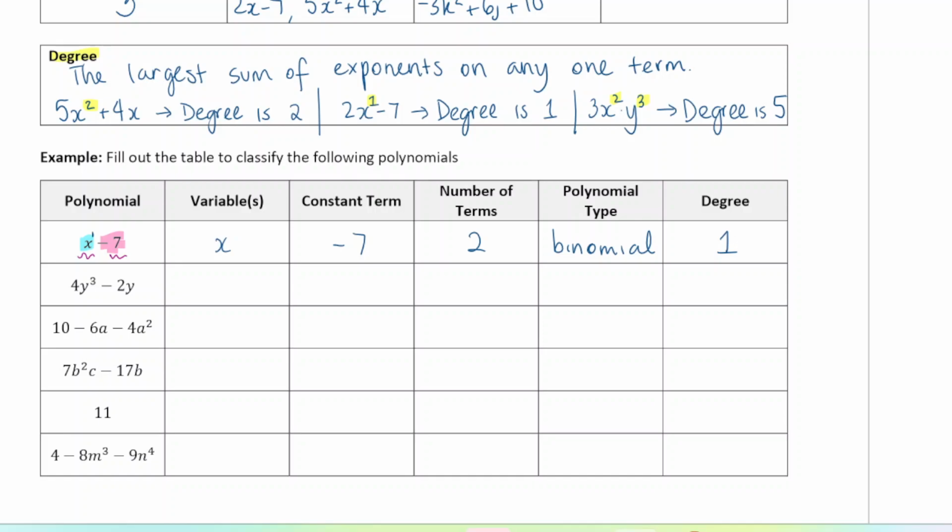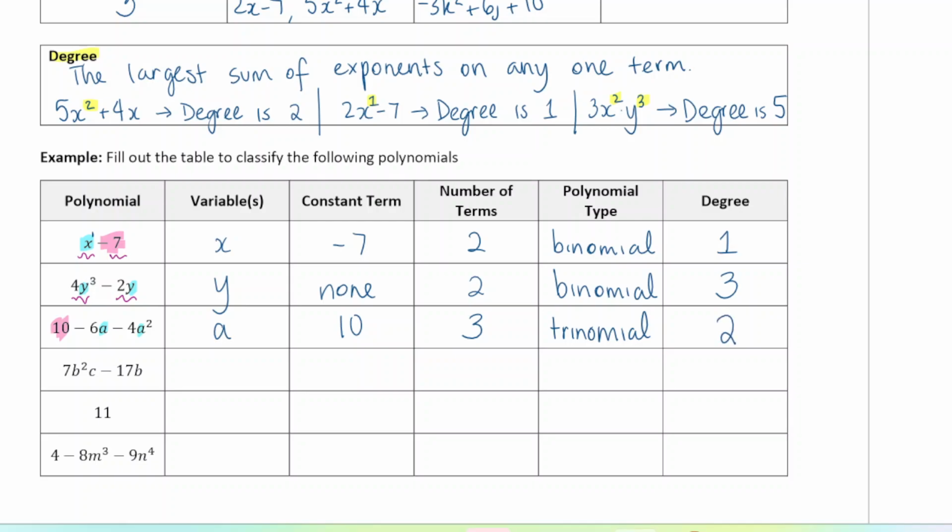All right, next example. The variable here is y. The constant term, there's none. There is no number that's by itself as a term. The number of terms is 2, right? Separated by that subtraction. This is a binomial. And the largest exponent there is 3. That's the degree. Okay, the variable here is a. The constant term is 10, right? That's the number that's by itself as a single term. There are 3 terms here, and so this is a trinomial. And the largest exponent is 2.